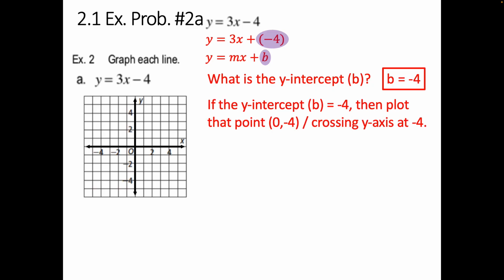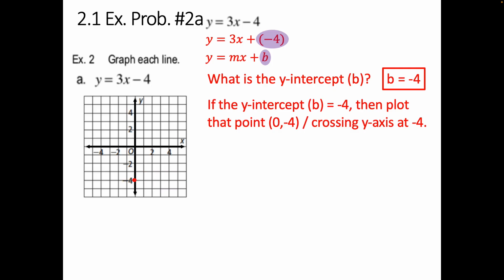So what do we do with that? If the y-intercept b is negative 4, then what we do is we plot the point 0, negative 4, or the place where the line is going to cross the y-axis is at negative 4, which is that point right there. So the y equals 3x minus 4, the negative 4 tells us that it crosses the y-axis at negative 4. So I put that point in right there where the arrow is flashing.